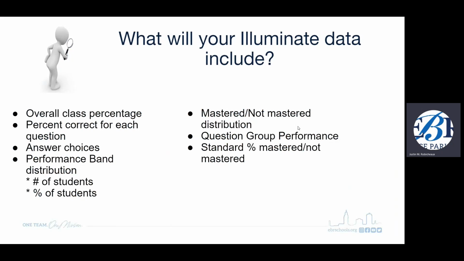Once students have taken that Illuminate end of module assessment, this is what you'll get back through reports. You'll have overall class percentages, percent correct for each question. You'll have the answer choices that each student put down on their test. You'll have performance band distributions, which students mastered and did not master the assessment, question group performance, as well as the standards mastered and not mastered.